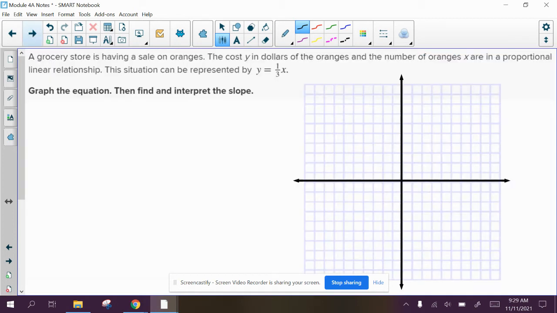Next, we have a grocery store is having a sale on oranges. The cost y in dollars of the oranges and the number of oranges x are in a proportional linear relationship. This situation can be represented by y equals 1/3 x. So we are going to switch the order of this. We're going to go first this and then this.